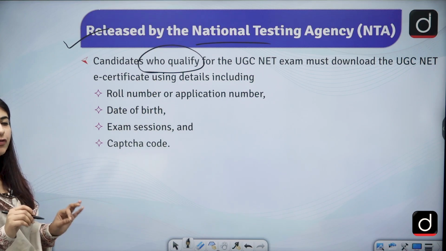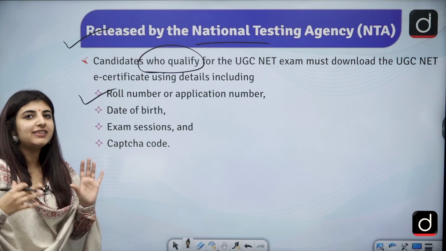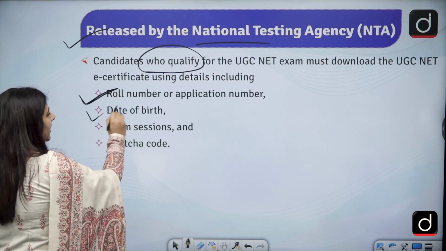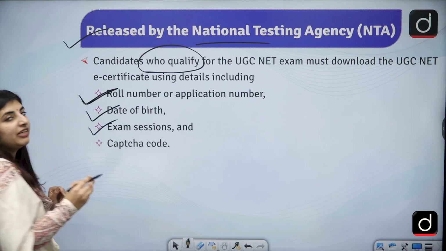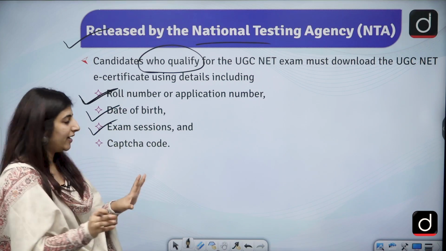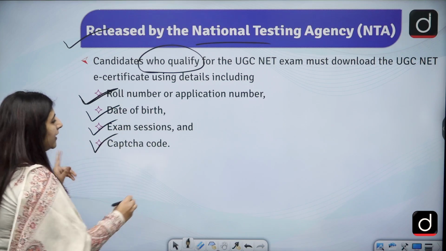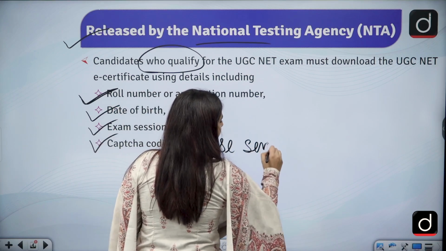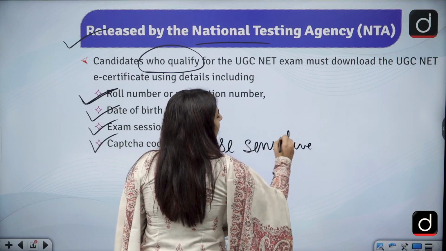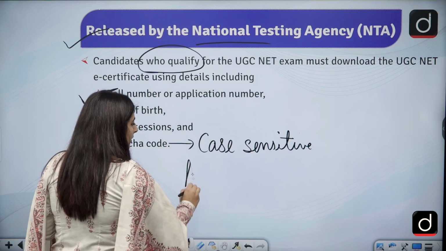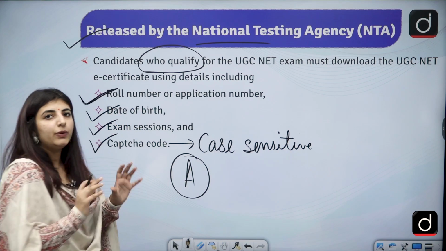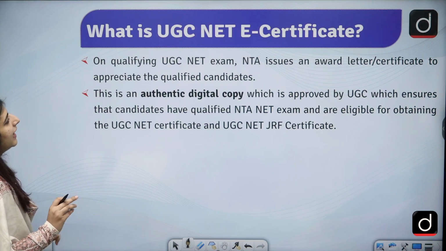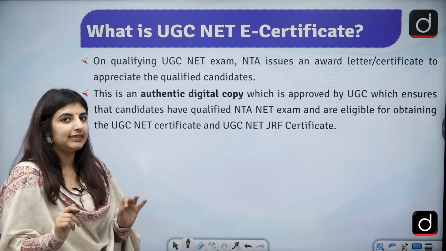They can download it from the website. What particulars do they need? They should have their roll number, their date of birth, the examination session in which they appeared, and the CAPTCHA code. The CAPTCHA code is case sensitive in nature. So if any alphabet is in capital in the image, you are supposed to put it in capital only. Moving to the next slide, what is the UGC NET e-certificate?